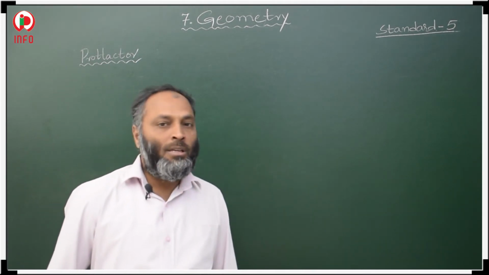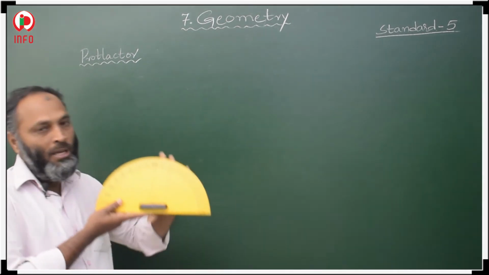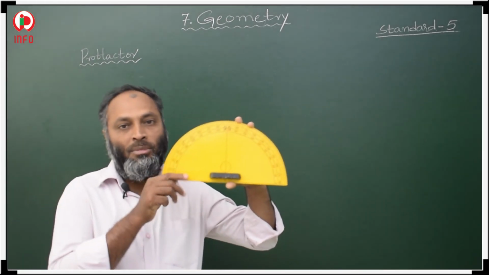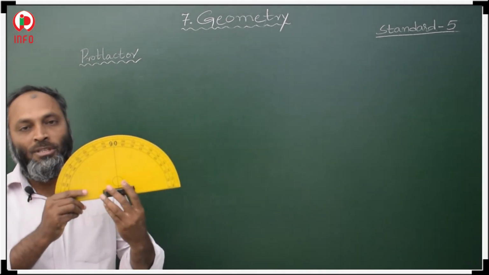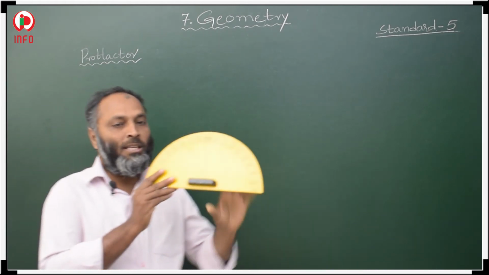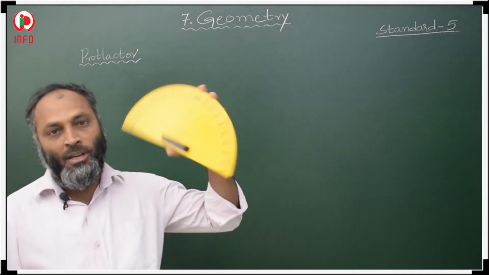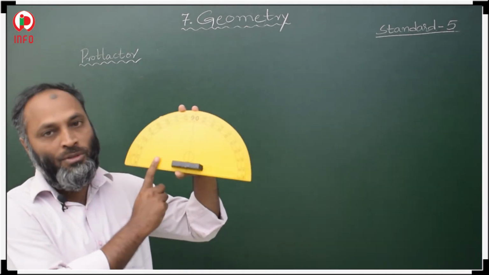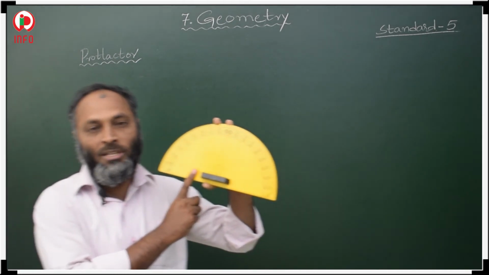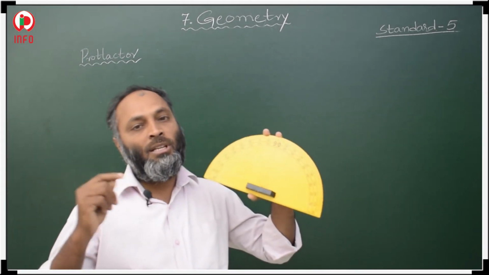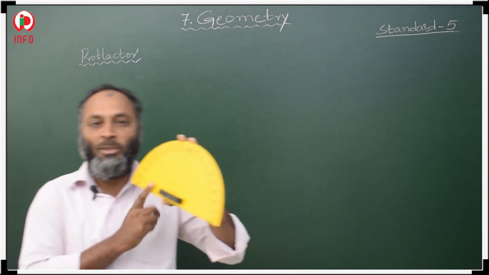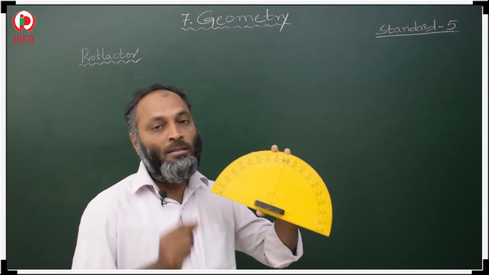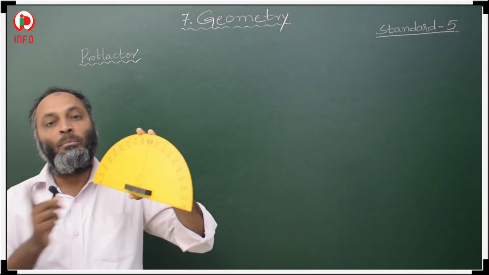First, the protractor. In your geometry box, there is a half circular shaped instrument. Once you take it out and see, this type of instrument is the protractor. This protractor is used to measure an angle, and also to construct a given angle.